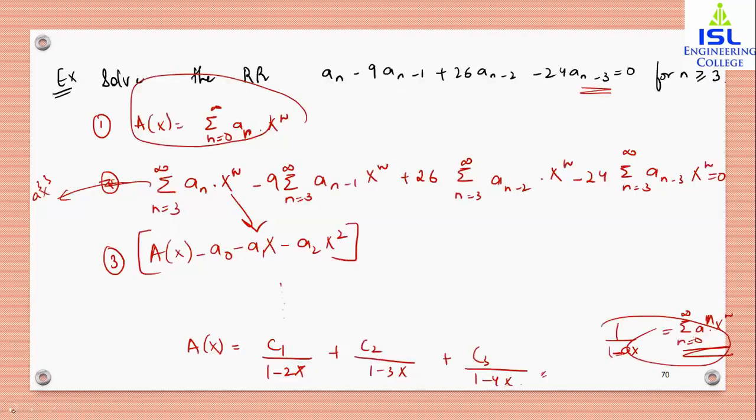Okay, and now the next will be, after using this, you will ignore the sigma and x power n terms, and your solution for an will be an is equal to c1 into 2 power n plus c2 into 3 power n plus c3 into 4 power n, where c1, c2 and c3 are constants. And this is the solution if the initial condition is not given.